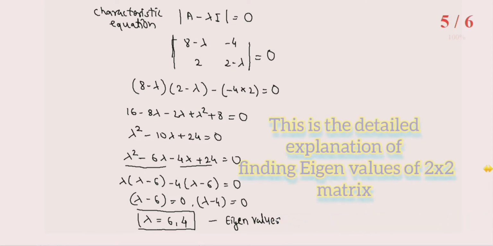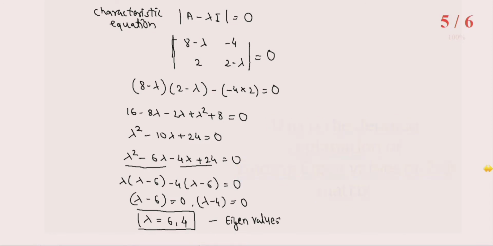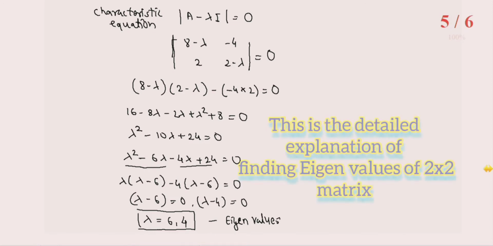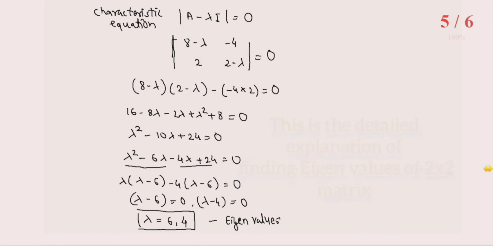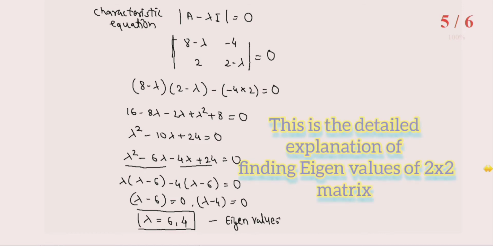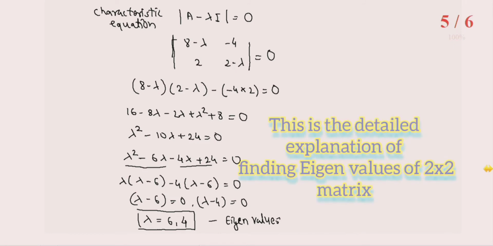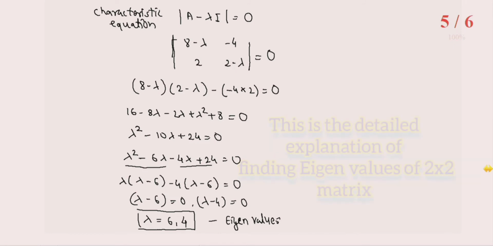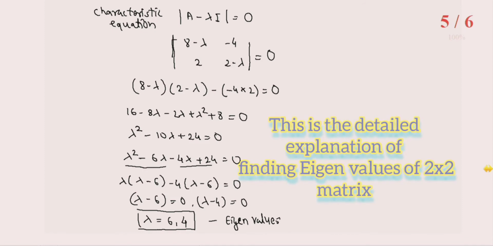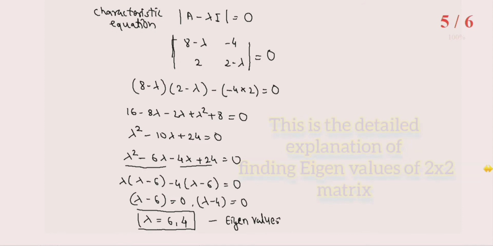So in this way you can find the eigenvalues for any given matrix. First you have to build the characteristic matrix, then you have to get the characteristic polynomial, then you have to get the characteristic equation, meaning you have to take the determinant equal to 0, then you will get the eigenvalues for the given matrix.